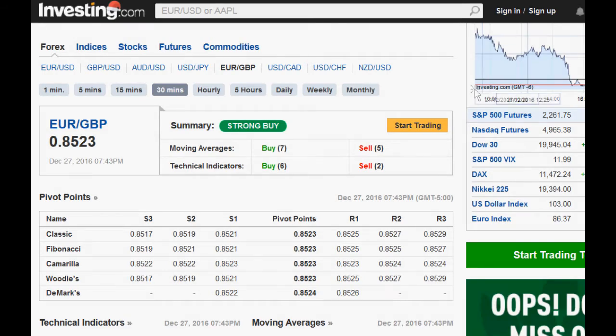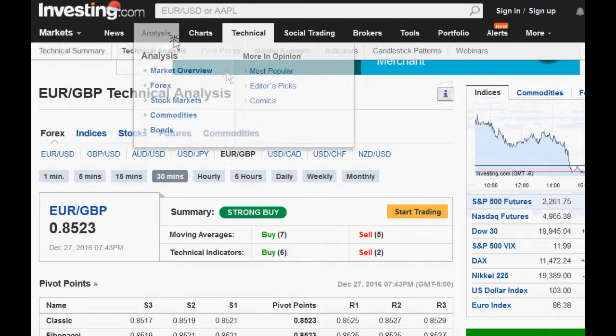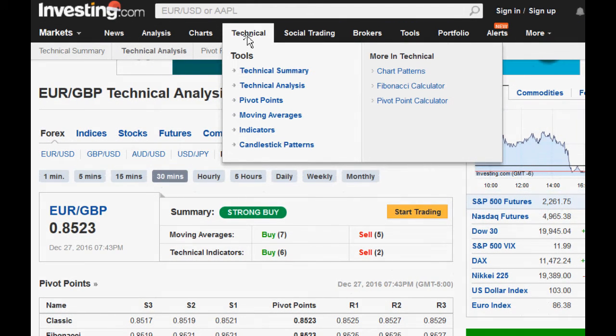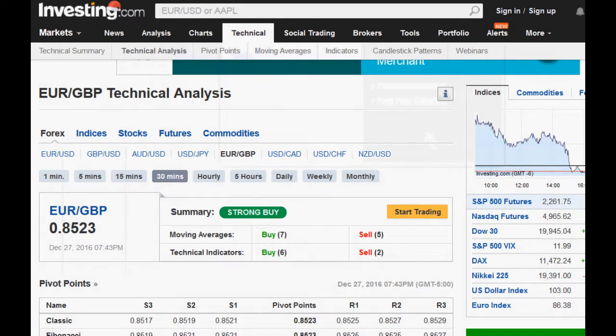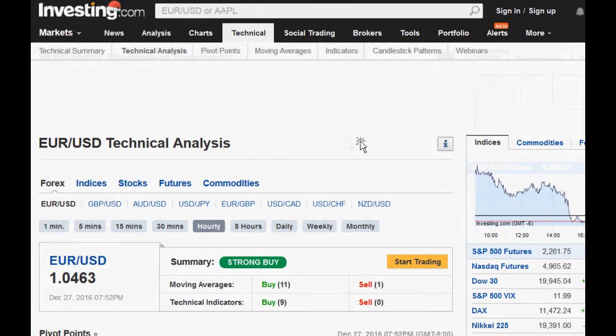Now once you get over to investing.com, you'll notice up at the top of the site, the different tabs. You go to technical and then technical analysis, and it'll pull up this page that we're on here. So here we're looking at some Forex. You notice we've got a few of the pairs here, the major ones anyway. And I think it defaults to the Euro USD. So you pull it up.